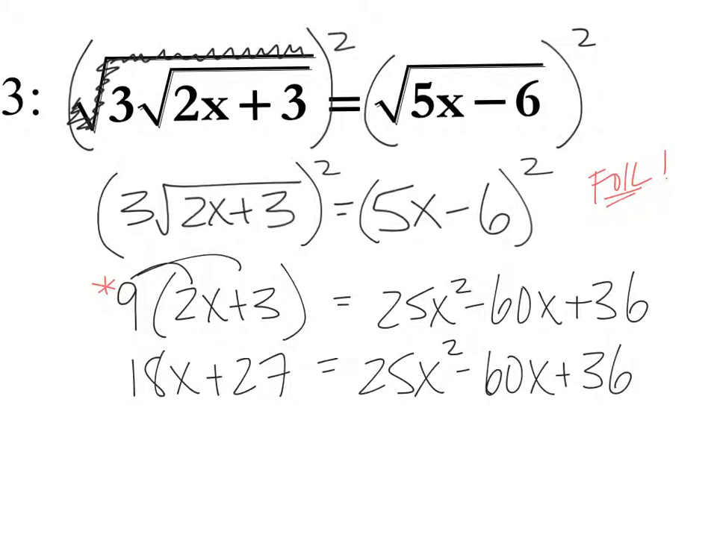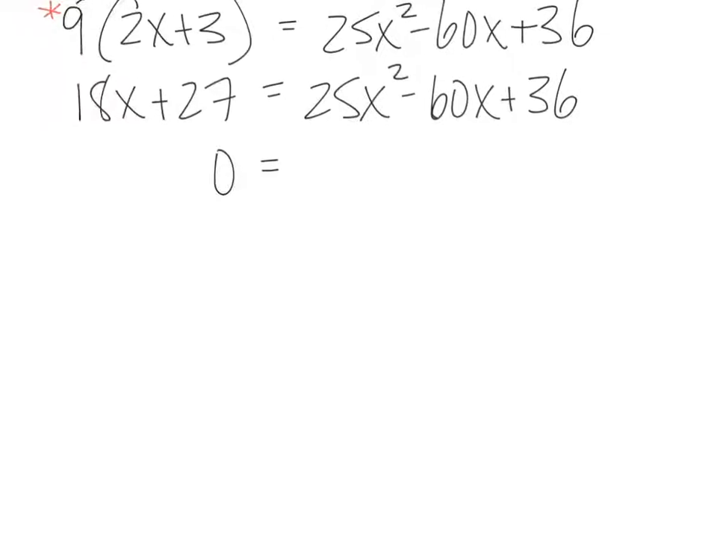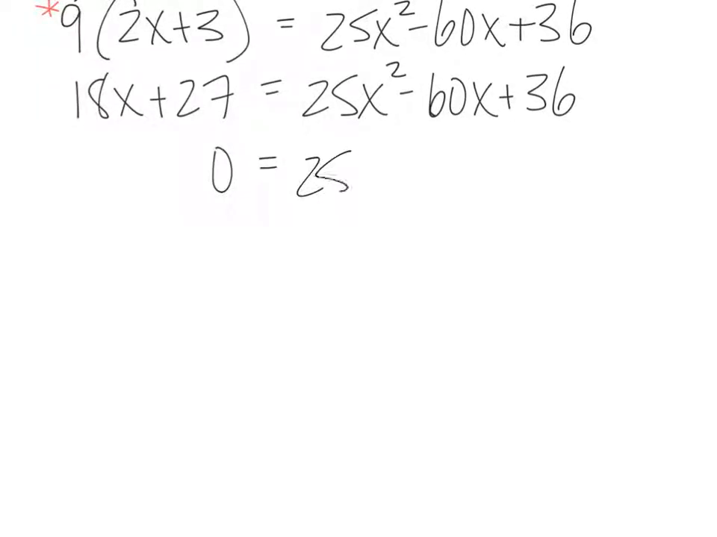Now again, it's a quadratic. It has an x squared in it, so I need to move everything over to one side, so I have 0 on the other side. So that's going to give me 25x squared minus 78x minus 9. Plus 9. Need to know how to subtract.